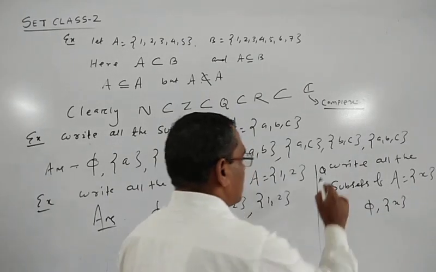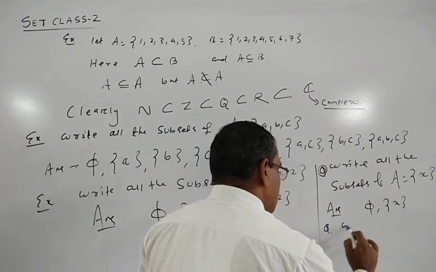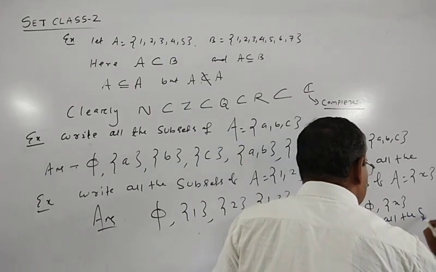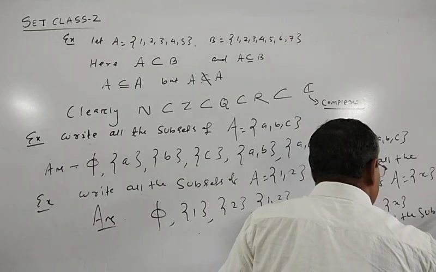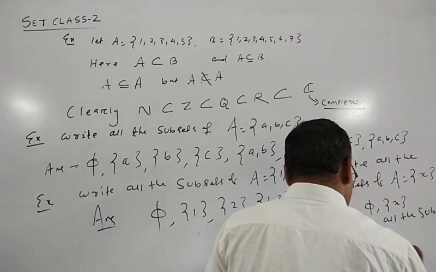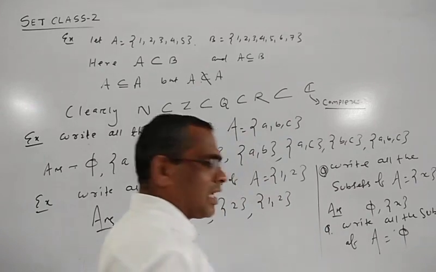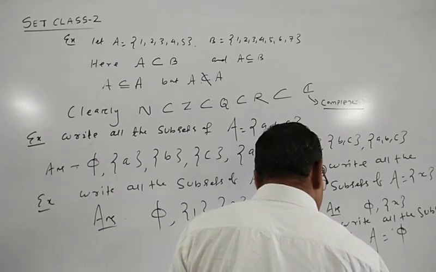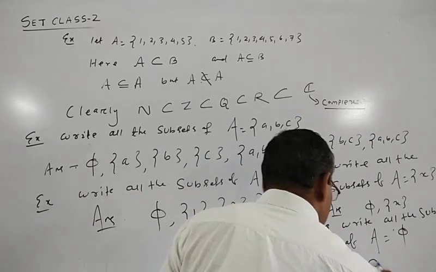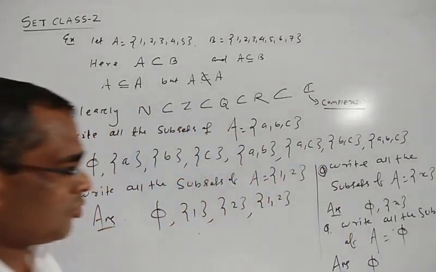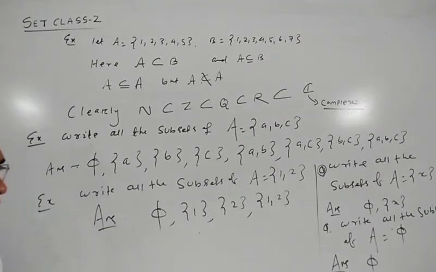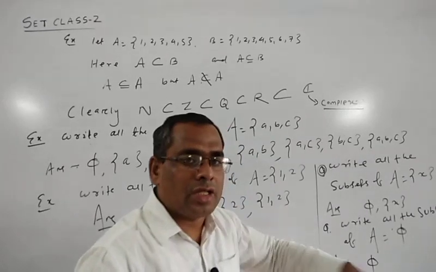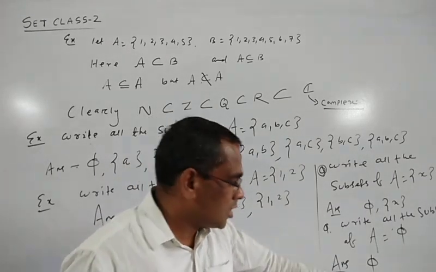Suppose we take another question. Write all the subsets of set A is equal to phi. If this set is phi, what are the subsets of phi? The answer is phi. Only one subset is there. So phi is a subset of phi. Okay. So if we take a set containing no element, then the number of subsets is 1.